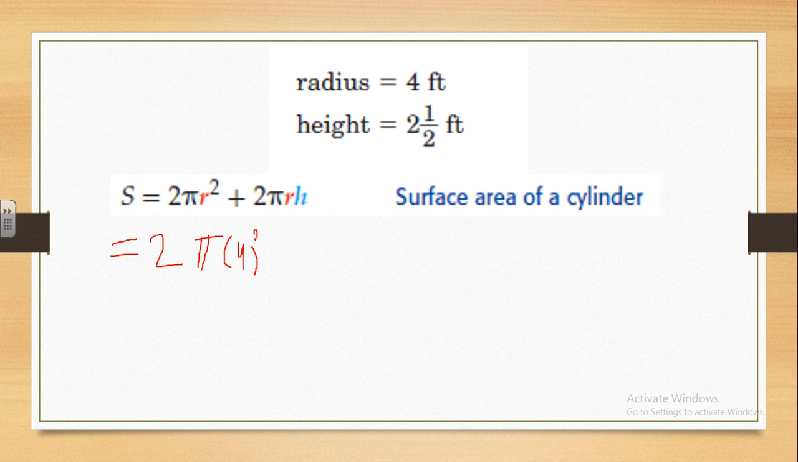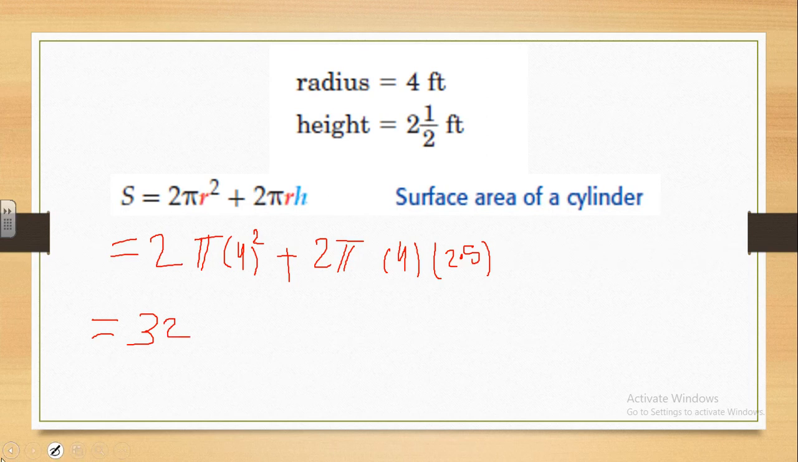Great. Plus 2 pi. The radius here is 4, and the h is 2.5, right? Let's write it in decimal. It will be much easier to get the result. Okay, 4 power 2 is 16, and when we multiply it by 2, that will be 32. Don't forget the pi here is 3.14, so let's multiply by 3.14.